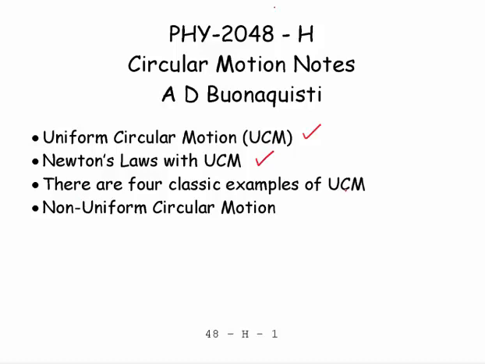We'll talk about 4 classic examples of uniform circular motion, which are more mathematical, and then we'll talk about non-uniform circular motion, the kind of thing where we go in a part of a circle, for example, but we change speeds.